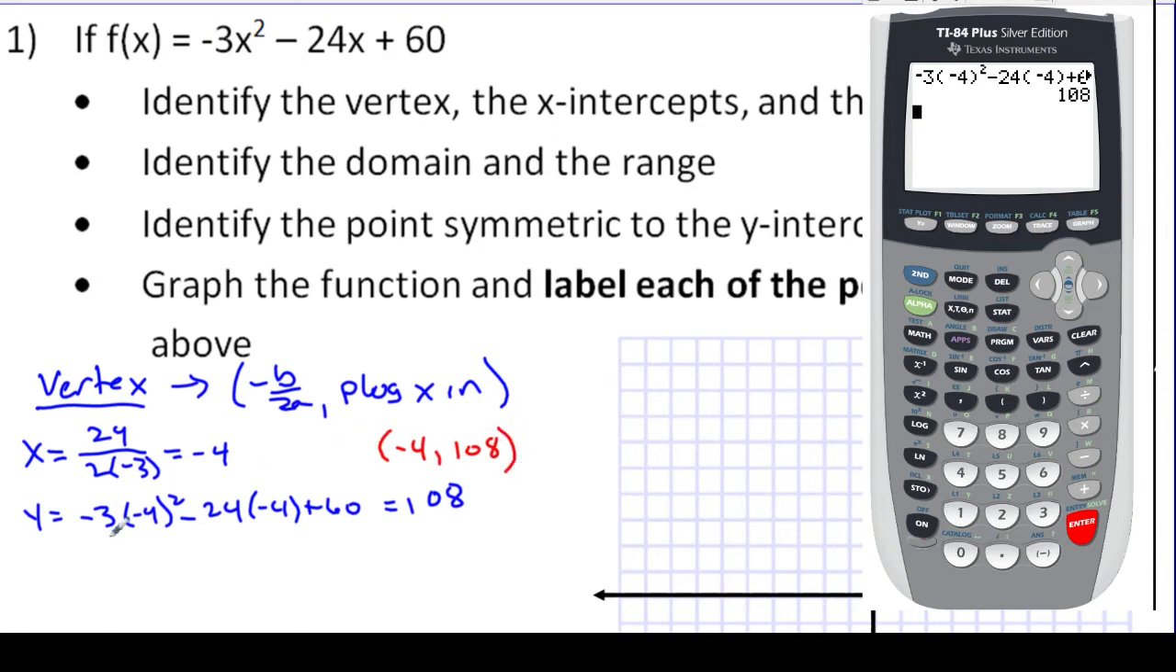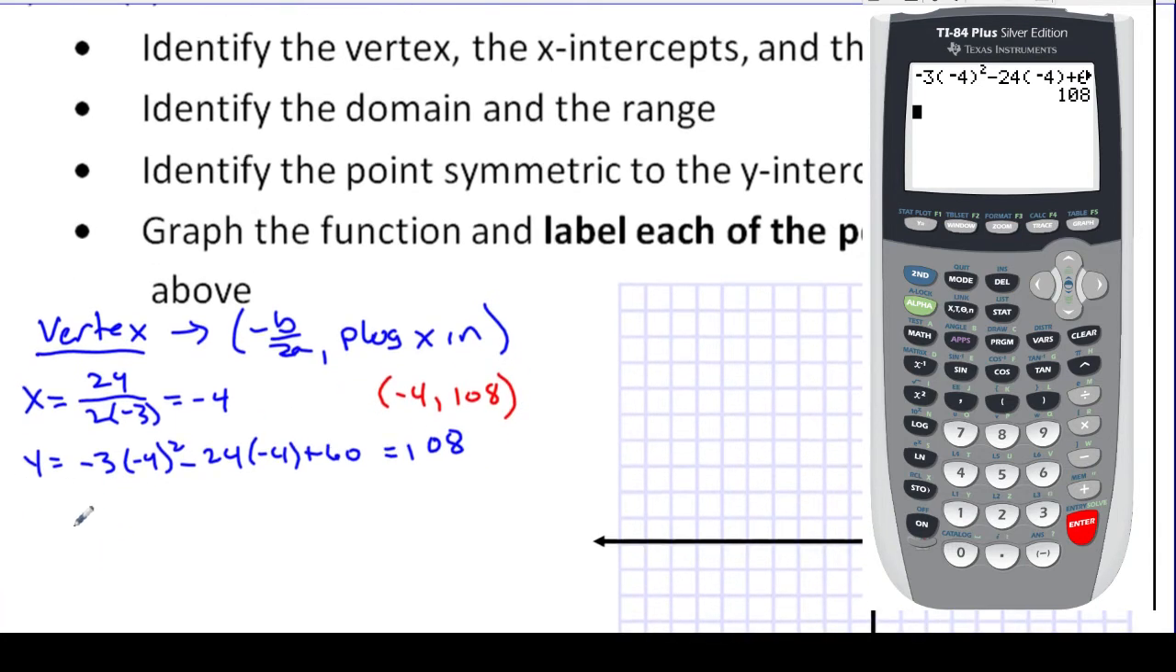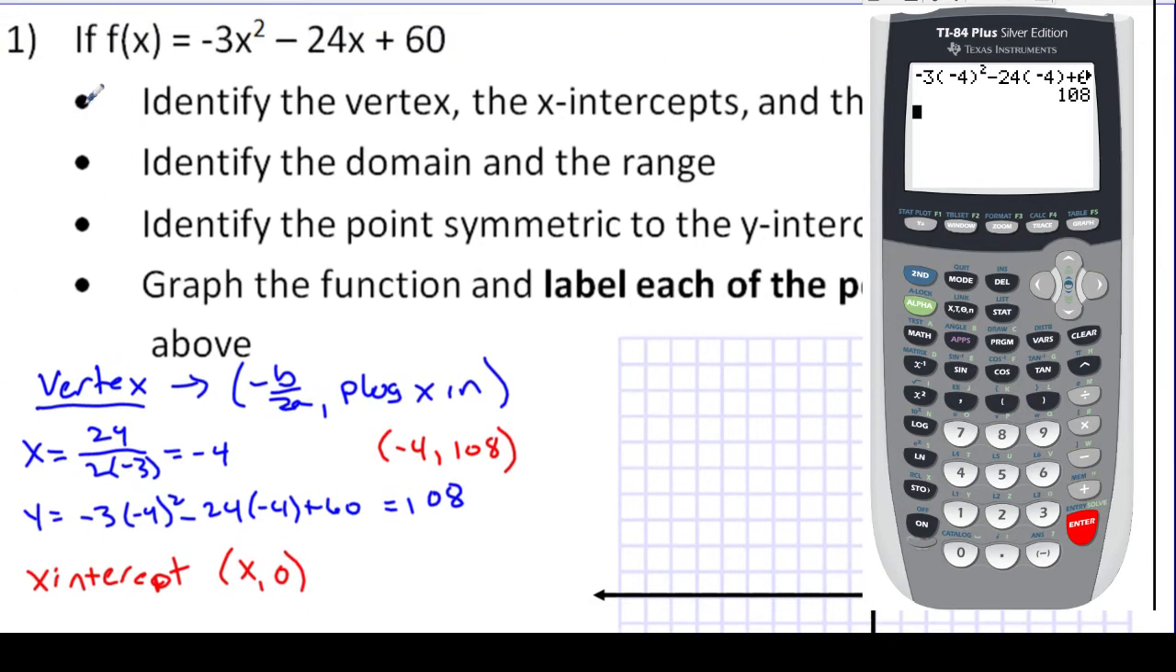Okay, there's one. Part 2 is saying find the x-intercepts. Every x-intercept is some x value, but we know that the y value is 0, so we're going to use that to our advantage. I'm going to go back up to this equation. I want to leave x, I want to solve for that, and y is going to become 0.